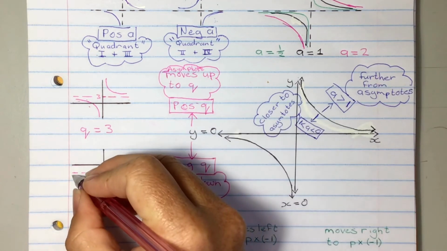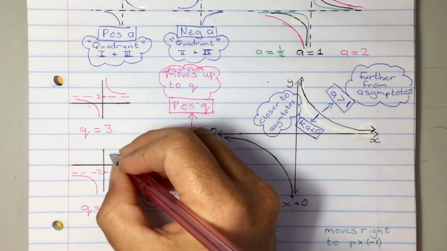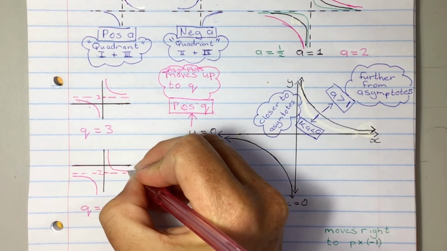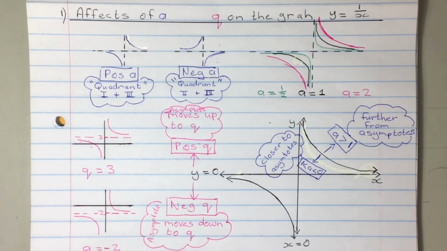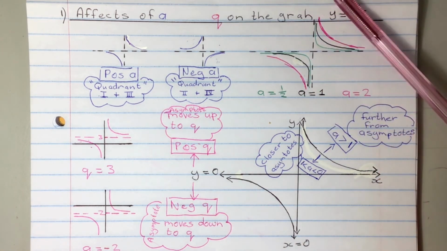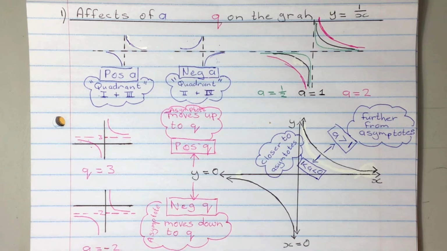And so it'll push this piece down to here, and bring this piece down to there past my x-axis. So that is our Q value. So A and Q you should be familiar with from grade 10.